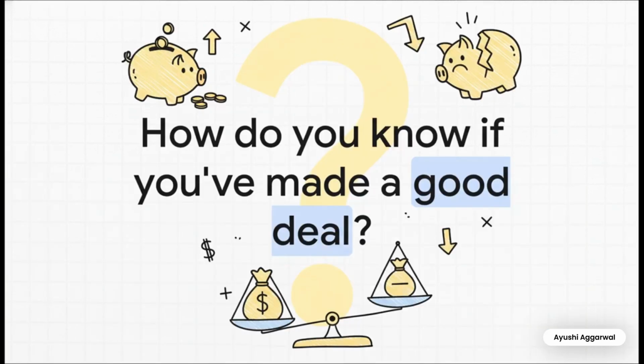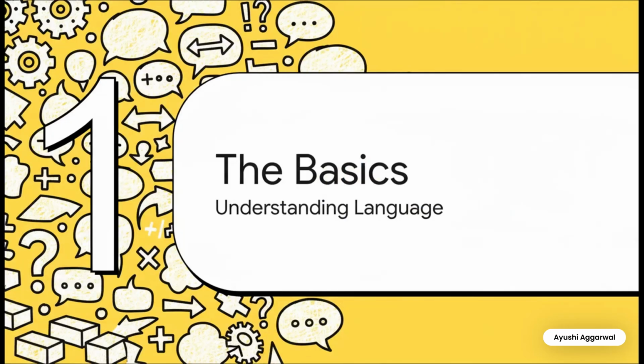So let's kick things off with a really simple question. Think about it. Whenever you go to the market, buy something, or maybe sell an old gadget, how do you really know if you got a good deal? How can you tell if you made a profit or if you ended up with a loss? This is something we deal with in our daily lives, and today we're just going to look at it through the lens of mathematics. Okay, let's get into it.